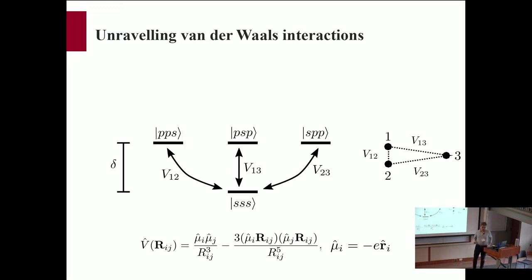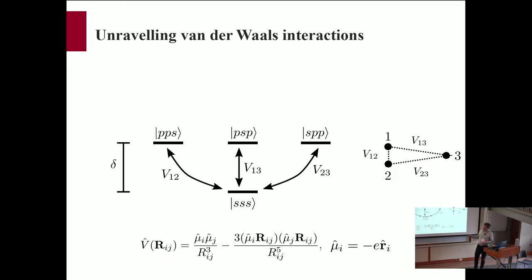Now if we have three atoms, there's not only particles 1, 2, but also particle 3. Now this state, like in the ground state, SSS state, could hop up with the first two atoms. So you can go to this PPS state and back, or PSP using particles 1 and 3, or van der Waals interaction 2 and 3 and back.